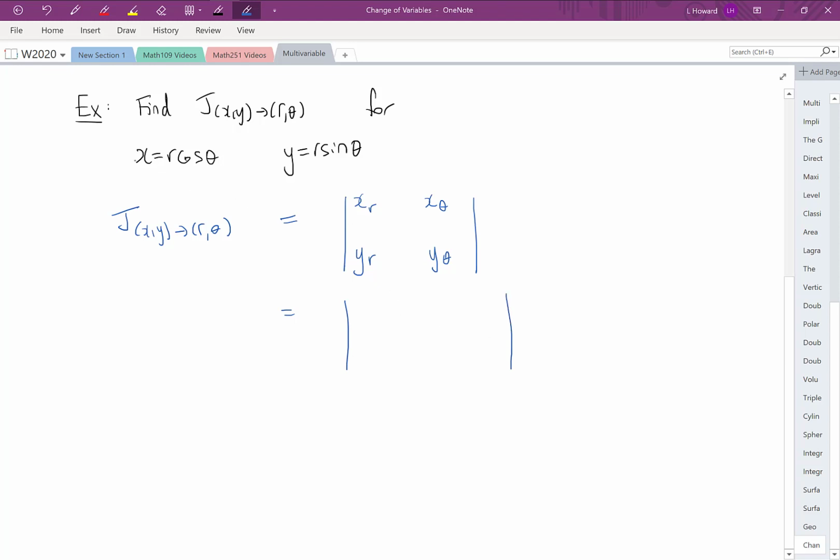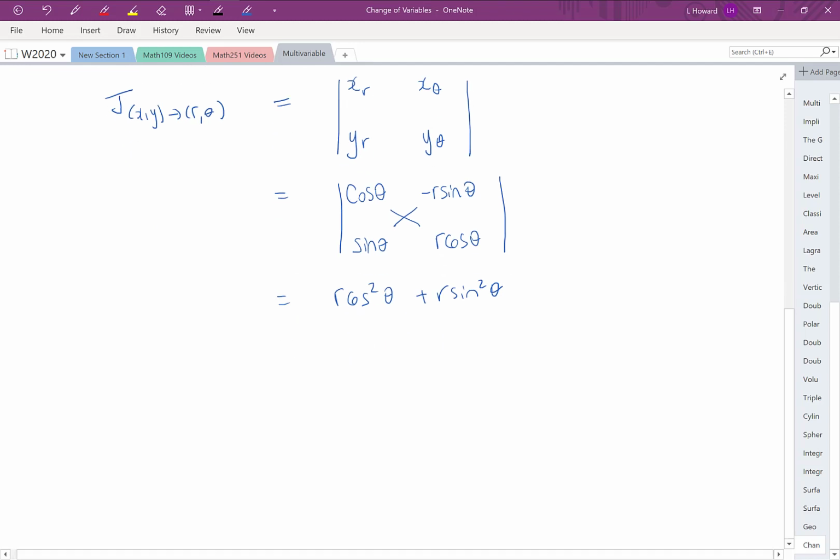So in the top row, taking the partials of x with respect to r, cos theta, and partial of x with respect to theta, negative r sine theta. Okay, and then we do the same thing for y in the bottom row, sine theta and r cos theta. And then we're just calculating this 2 by 2 determinant in the usual way. So multiplying these guys and then subtracting off that product there. So we'd have r cos squared theta, and then we'd have minus a negative term. So I'm going to write plus r sine squared theta.